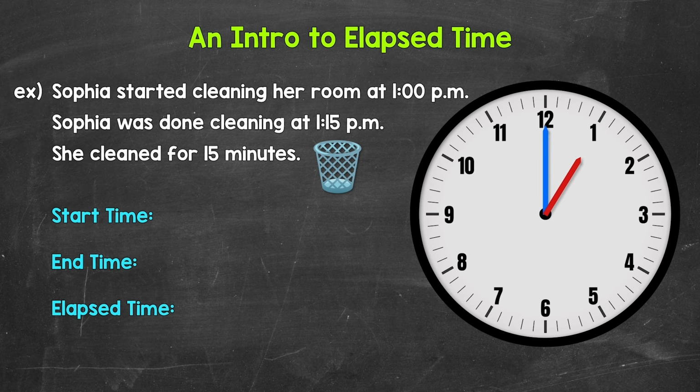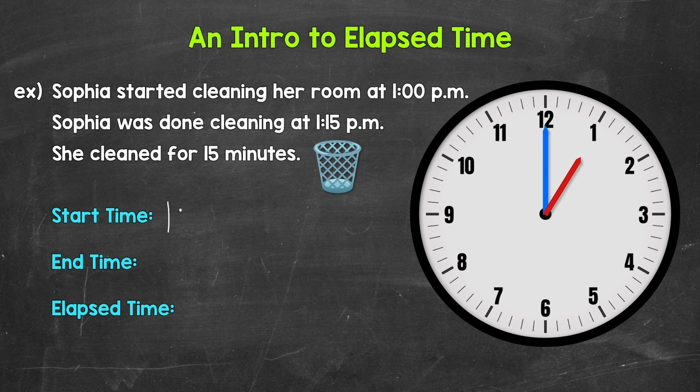So when it comes to elapsed time, we'll always have a start time, an end time, and then the elapsed time. In some situations, we'll need to figure out the elapsed time. In other situations, we'll need to figure out the start time, and then in others, the end time. We'll go through an example of each in this video. For this example, the start time, end time, and elapsed time were all given, just so we can see what these all mean. And we have everything laid out here to help us stay organized.